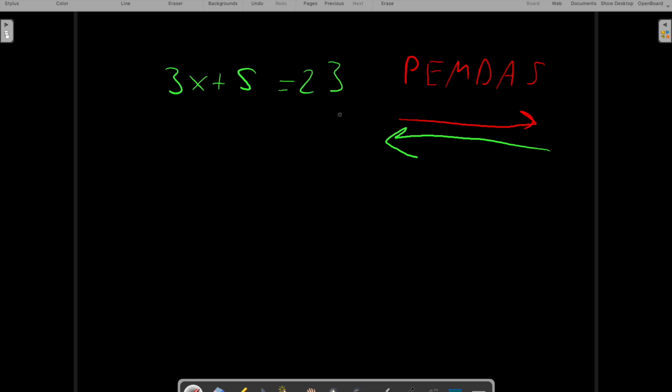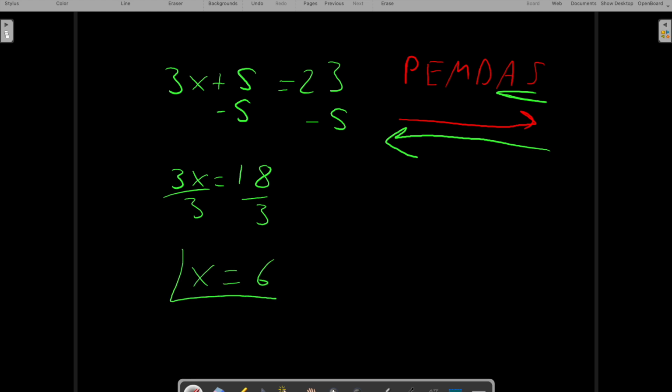So when we're evaluating, we do multiplication and division first, but when we're solving, we undo addition and subtraction first. So it'd be minus 5. You end up with 3x equals 18. And then we divide by 3. And we get x equals 6. Okay? So that order of operations is really, really important.